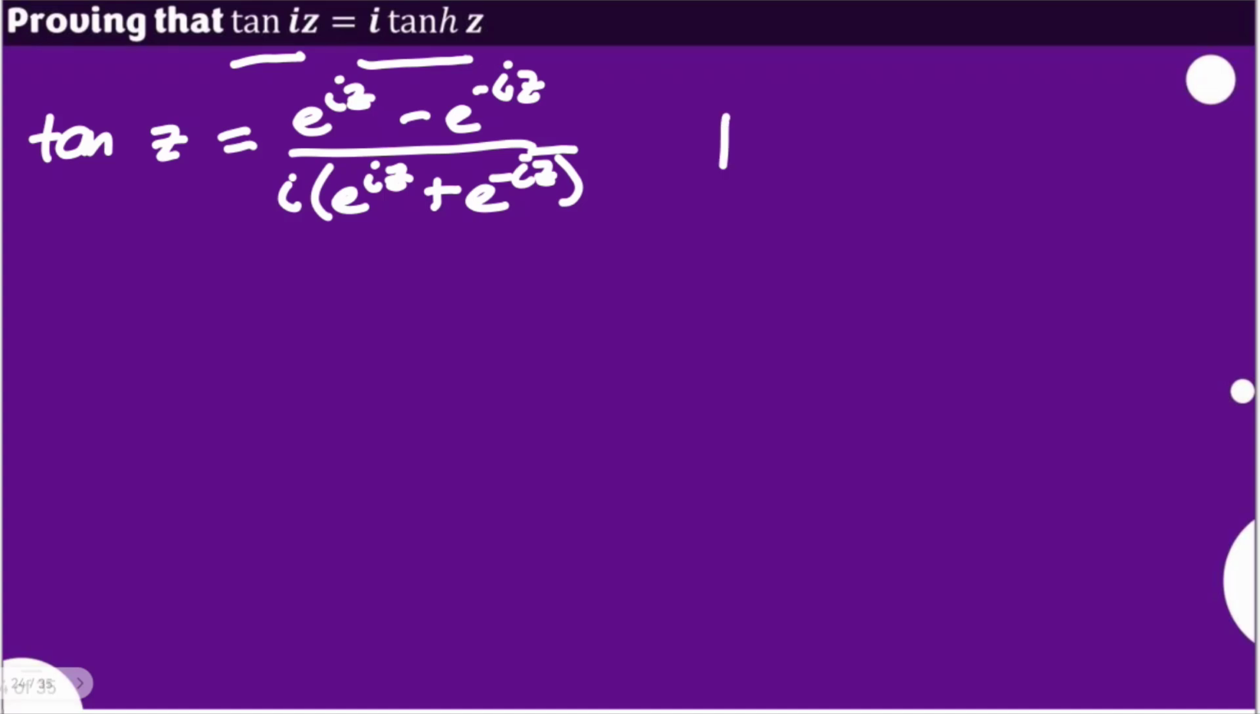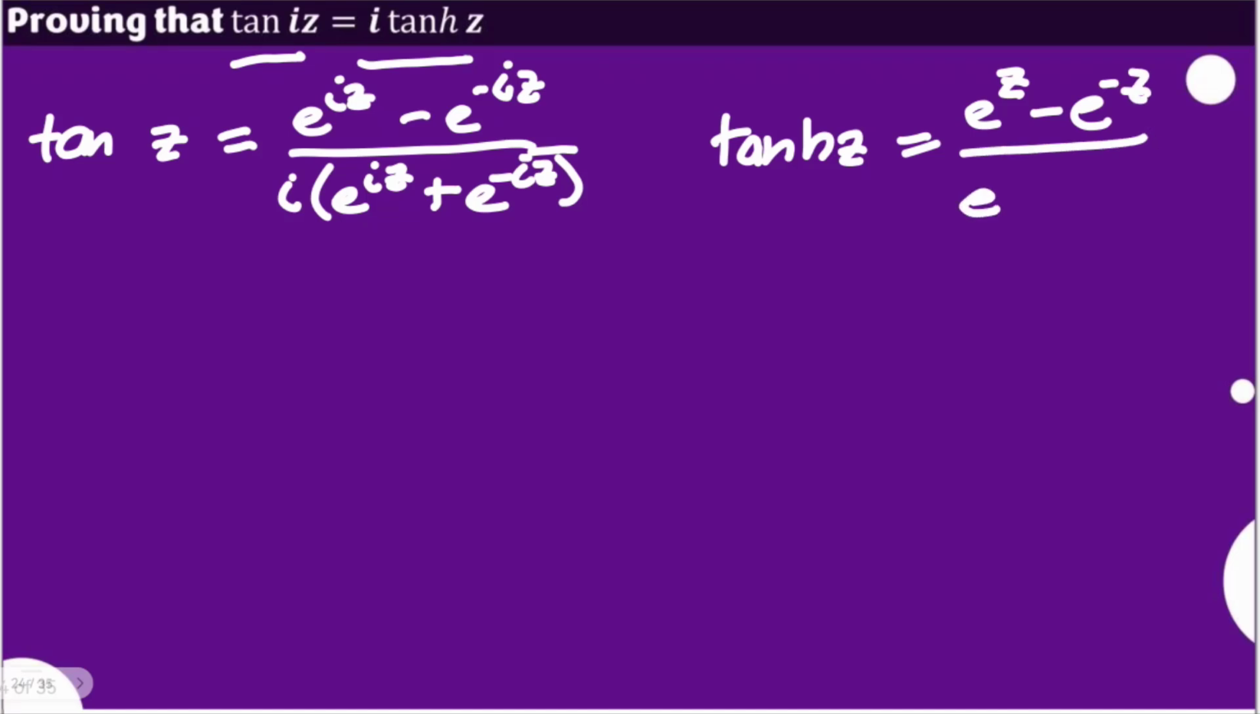As for the hyperbolic function tangent z, it's of course as well a ratio of the hyperbolic functions of sine and cosine. Its final form is indicated as e to the power of z minus e to the power of negative z over e to the power of z plus e to the power of negative z.